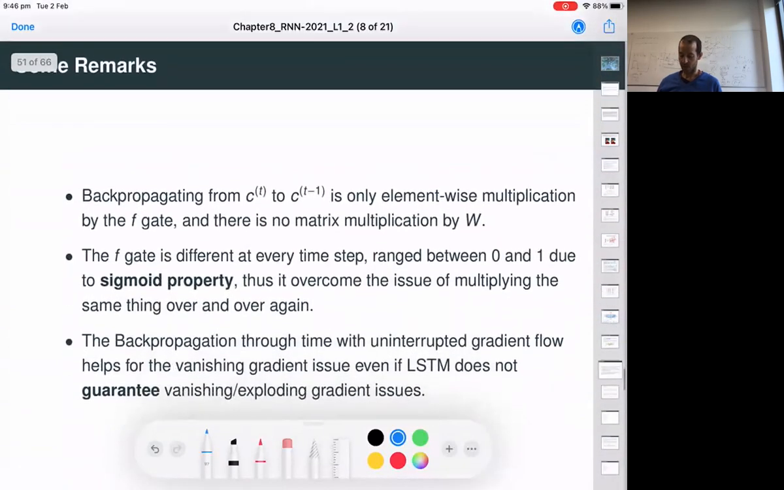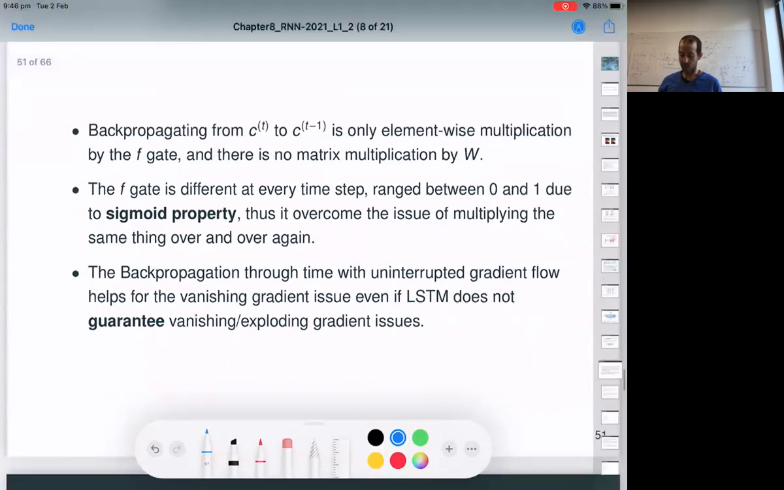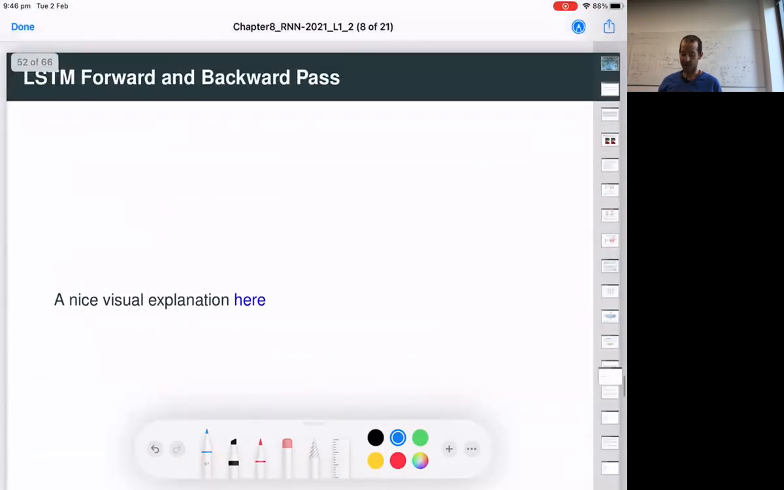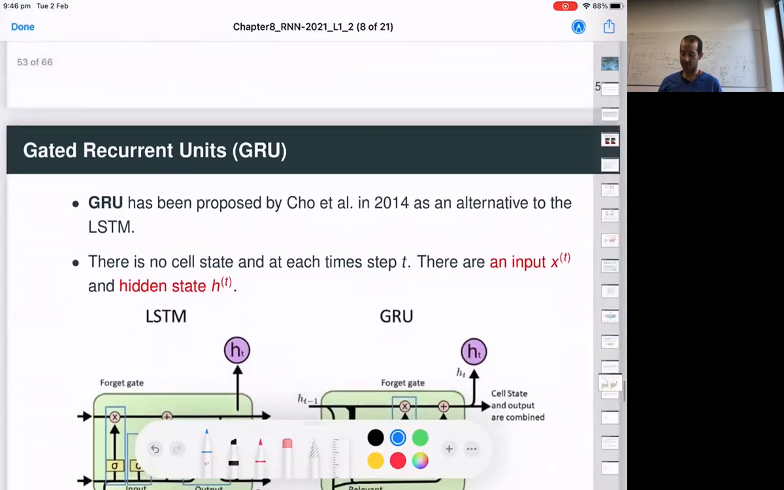So I will skip a little bit of this part to tell you that this kind of gates also helps with the optimization problem for backpropagation through time, because we have uninterrupted gradient flow. You have a visual explanation, if you click here, of the backpropagation through time for the LSTM and why it's working well. Okay, I will not click on this.